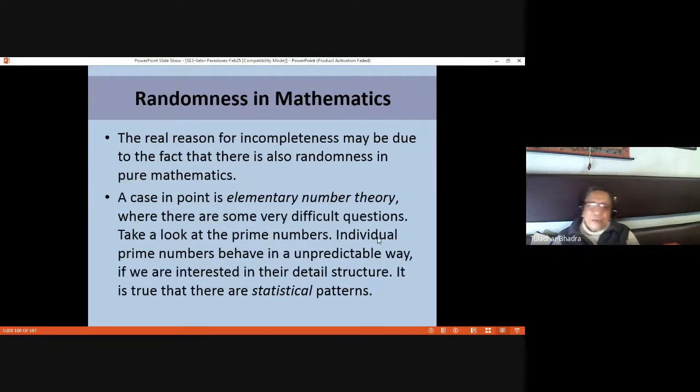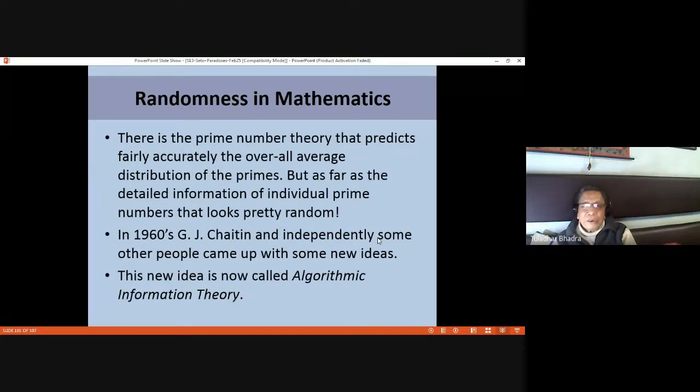So now we have another topic called randomness in mathematics. The real reason for incompleteness may be due to the fact that there is also randomness in pure mathematics. A case in point is elementary number theory, where there are very difficult questions. Take a look at the prime numbers. Individual prime numbers behave in an unpredictable way if we are interested in their detailed structure. It is true that there are statistical patterns. There is the prime number theorem that predicts fairly accurately the overall average distribution of primes. But as far as the detailed information of individual prime numbers, that looks pretty random.